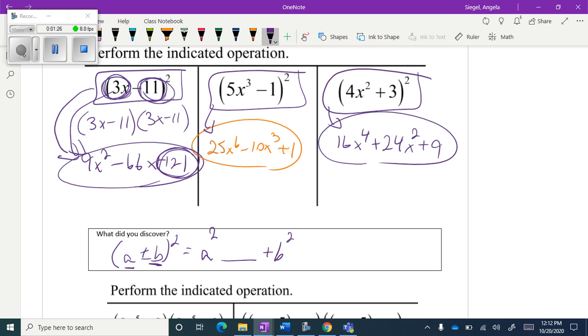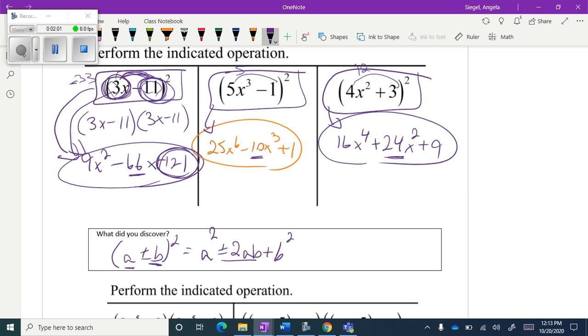Okay, what happens to that middle one? So we might need to look at this. This is 66, this is 10, and this is 24. Notice if I multiply these two together, this first one, I would get 33. This, I would get 5. And this, I would get 12. I'm not worried about the signs. So if I double the product of the first and last term, that's going to give me my middle term. It's going to be plus or minus depending on what you have in your problem.